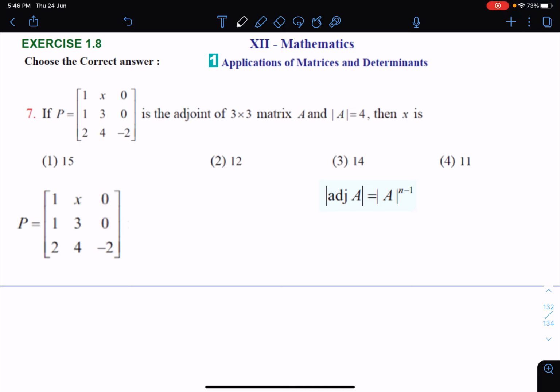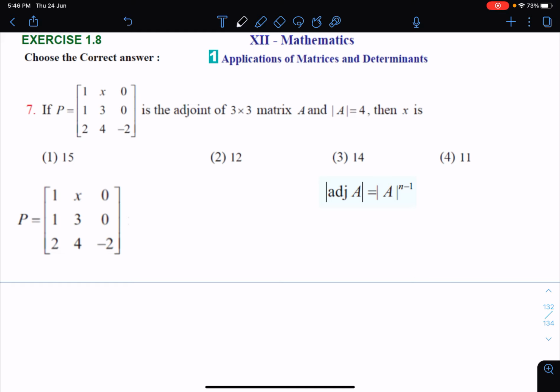Now what is sum number 7? If P is the adjoint of a 3 cross 3 matrix A, so this is nothing but equal to adjoint A, and determinant of A equal to 4, then x is... so you have to find out the value of x given in this adjoint A.